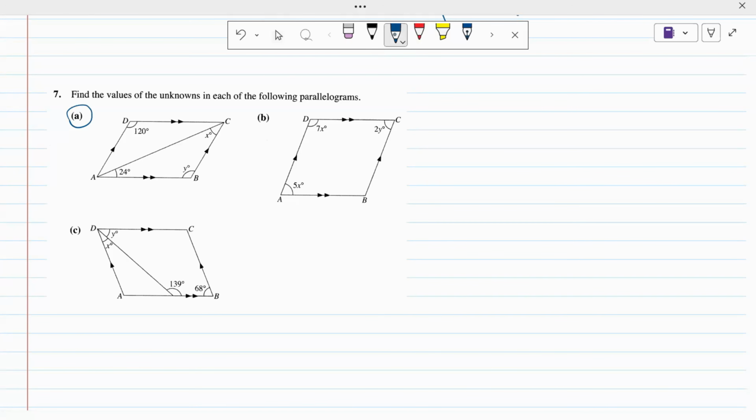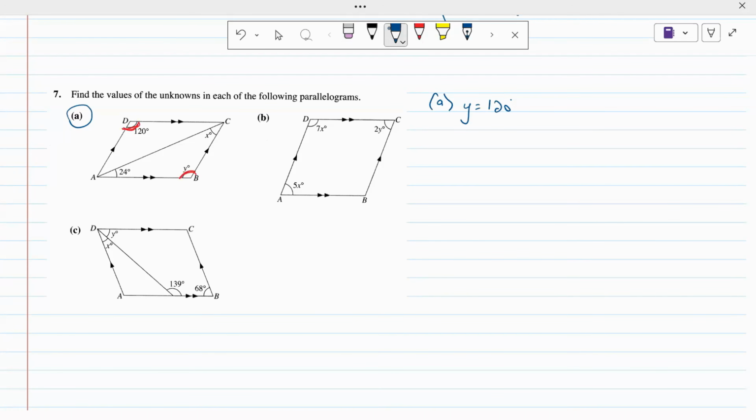Now for part A, the very first property about parallelograms: the opposite angles are equal. Opposite angles equal means y is opposite to this 120. So we can directly get the value of y as 120, because in a parallelogram, the opposite angles are always equal.